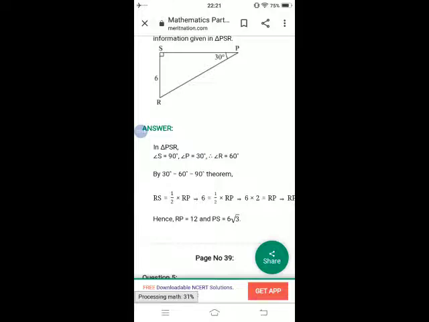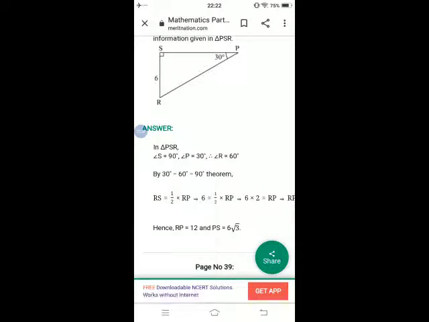Now you have to find SP. So therefore SP is equal to root 3 by 2 of PR. Now your PR, or RP, you got as 12. So root 3 by 2 into 12. 2 ones are 2, 2 sixes are 12. Okay, so PS here you got as 6 root 3.